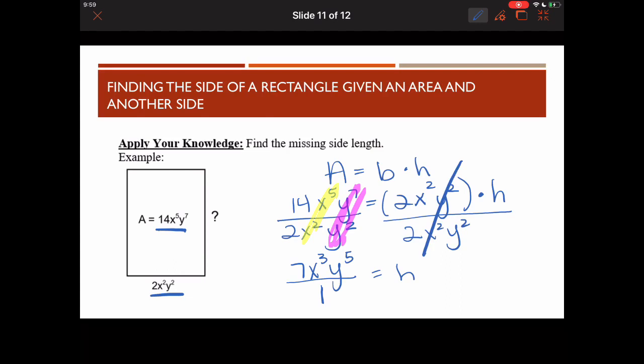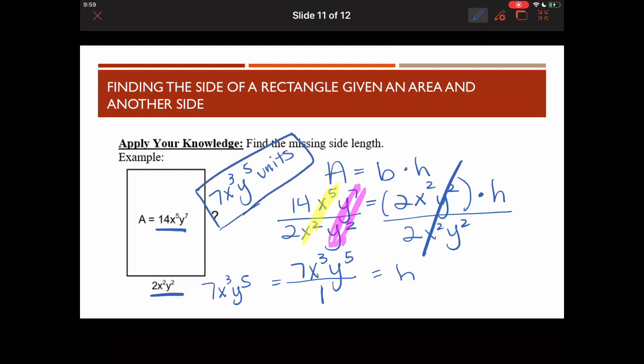But then when we have the 1 on the bottom, or the denominator of a fraction, I don't really need it. So I'm going to simplify this one step further and just make this 7x cubed y to the 5th, right? But 7x cubed y to the 5th units. Same as before. We don't know if this is inches or centimeters or feet or whatever.